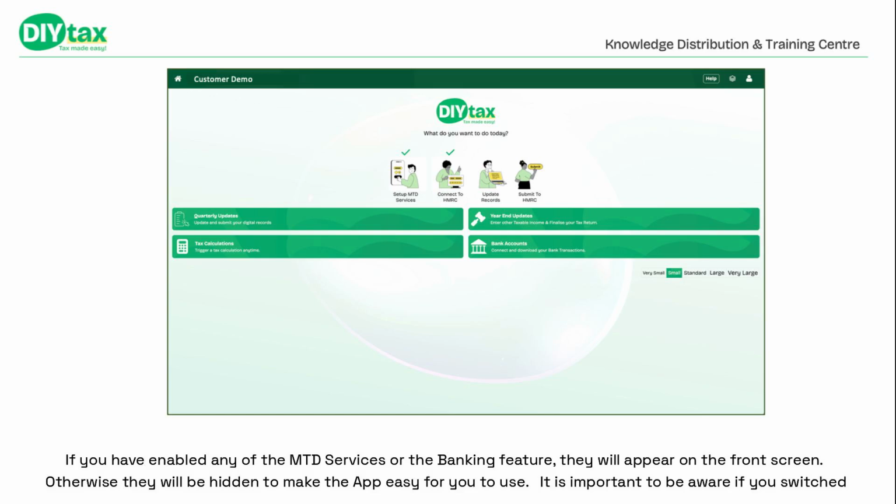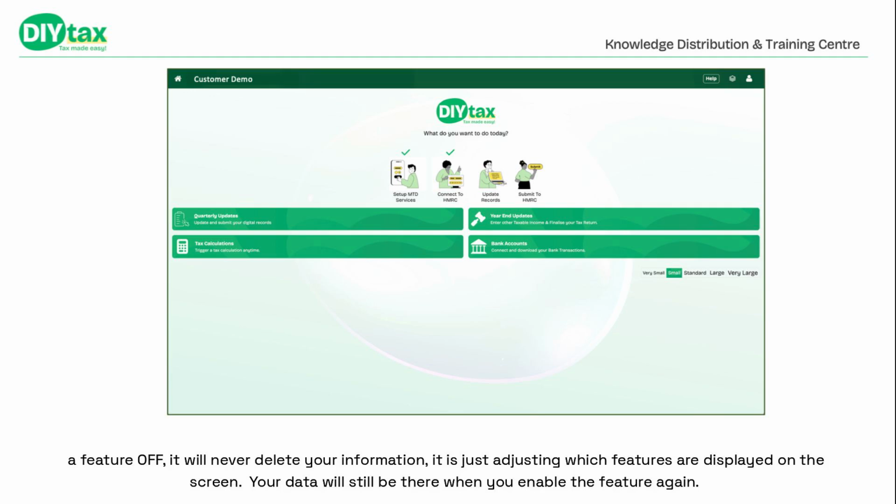If you have enabled any of the MTD services or the banking feature, they will appear on the front screen. Otherwise, they will be hidden to make the app easy for you to use. It is important to be aware if you switch the feature off, it will never delete your information, it is just adjusting which features are displayed on the screen. Your data will still be there when you enable the feature again.